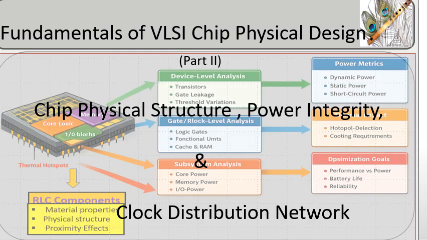In continuation to part 1, we now move to the practical aspects of power integrity. This section focuses on IR drop, voltage droop, electromigration, clock distribution, and the design techniques used to build reliable, high-performance ASICs. So let's get started.